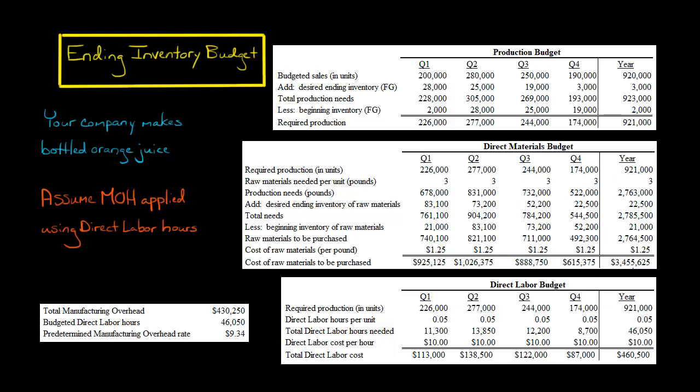In this video, I want to show you how to make an ending inventory budget. And actually, to do this, we're going to need information from several other budgets. We're going to need information from the production budget, direct materials budget, direct labor budget, and then also some information about manufacturing overhead. So let's say that your company makes bottled orange juice.